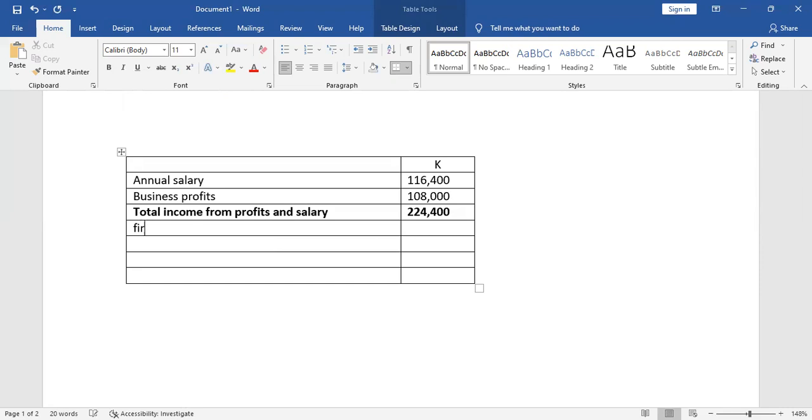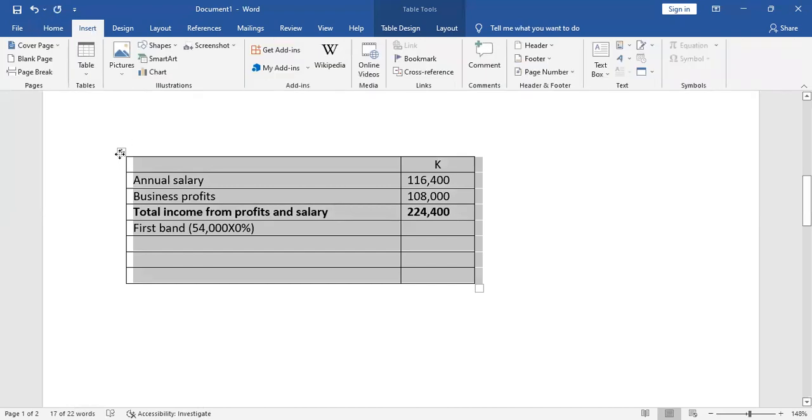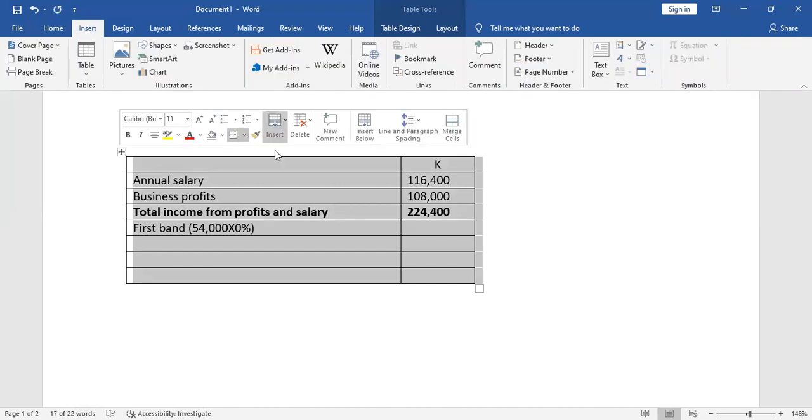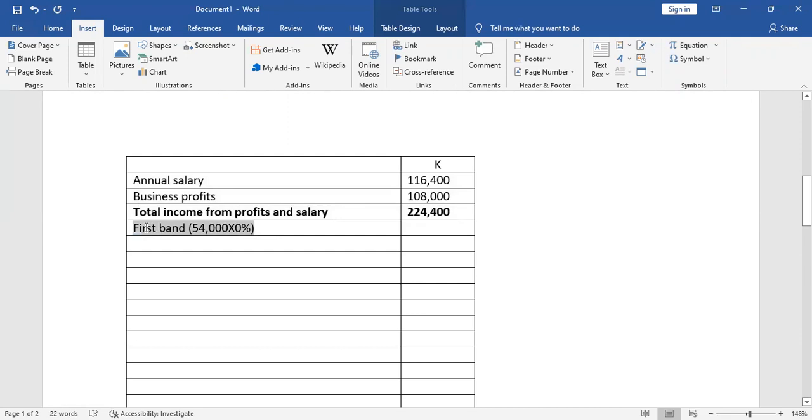Tax band, 54,000 multiplied by 0%. So here it will be 0 amount.